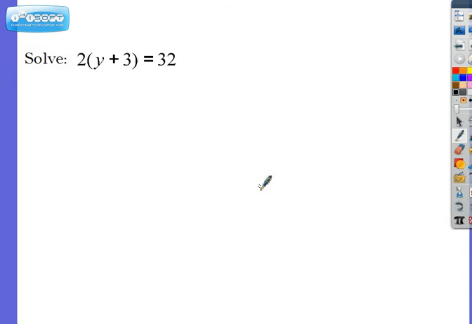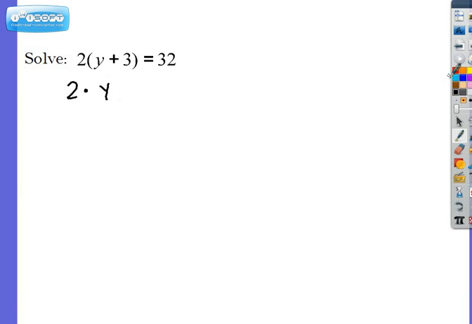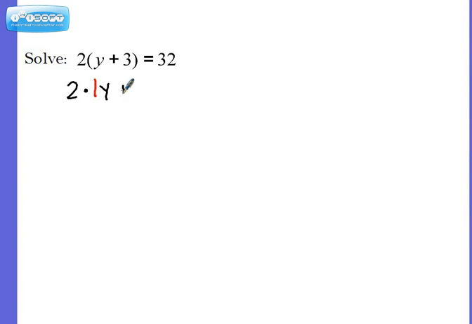And then lastly, the distributive property. With the distributive property, this is telling us to multiply 2 times 1y. You can write the 1 in if you want. You do not need to. I'll put the 1 in red there, just in case you like it. Then it's a positive 2, so it's a plus 2 times a positive 3. So 2 times 3, and that equals 32.